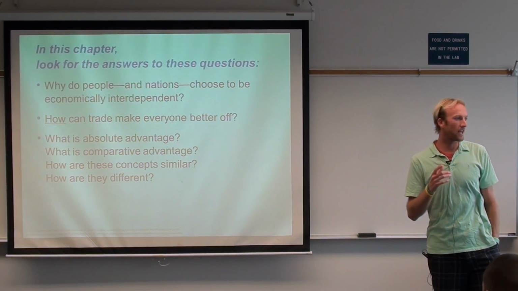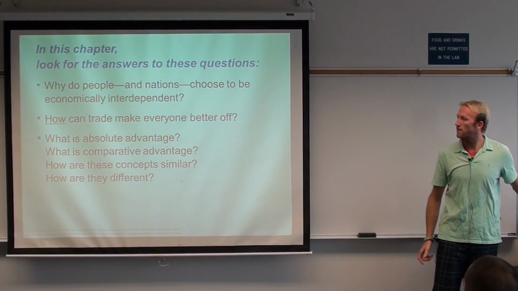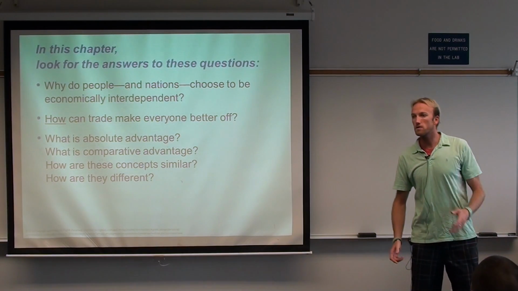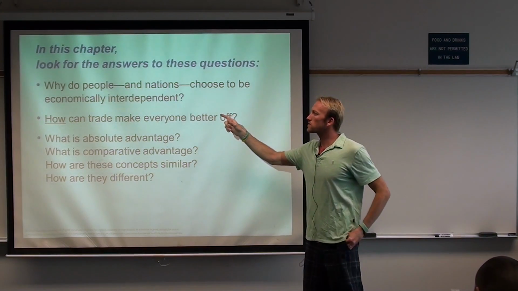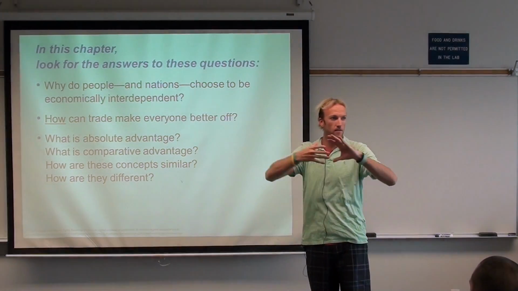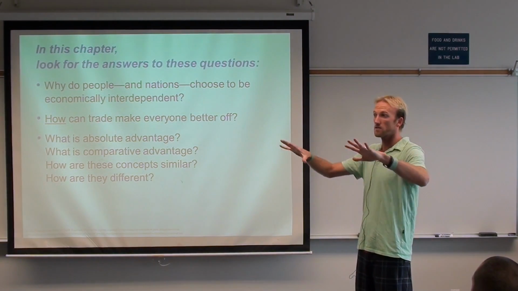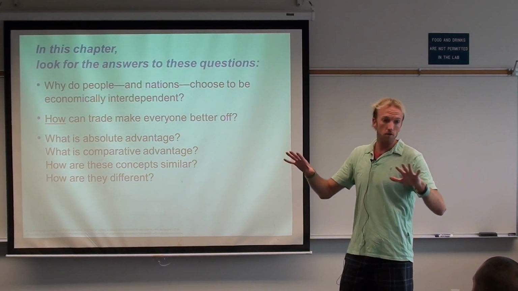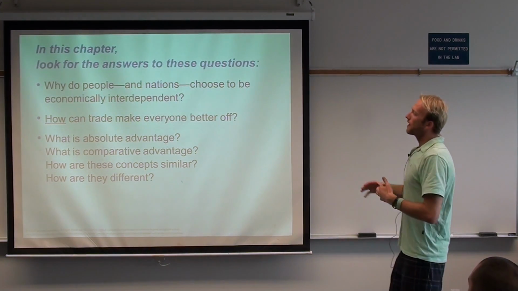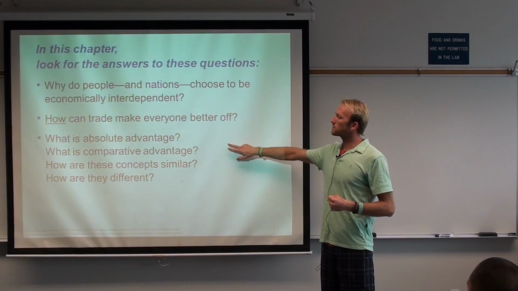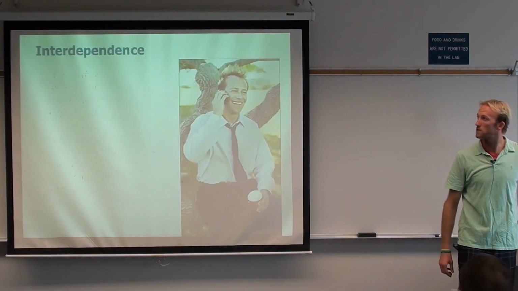Chapter 4, we're going to look at gains to trade and interdependence. I want you to think about these things that are also listed in your chapter outline. Why do nations and people, individuals, choose to be economically interdependent? That is, why are they working together? Why are people trading? Why aren't people just kind of solitary islands producing their own goods and consuming their own goods? Why do they decide to trade with other people? How can trade make everyone better off? And then finally, we're going to talk about absolute and comparative advantage. And that's all we're going to do in this chapter. So it shouldn't be too long. It's a pretty easy chapter, I think.